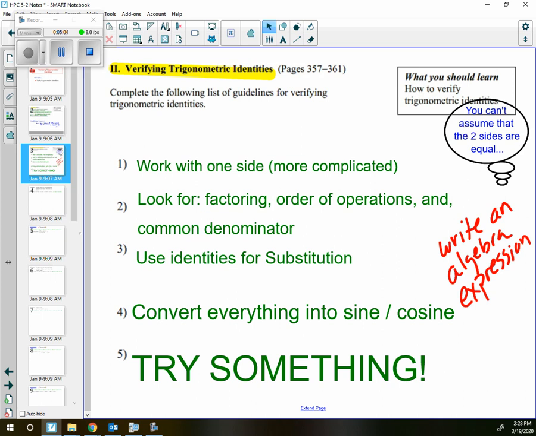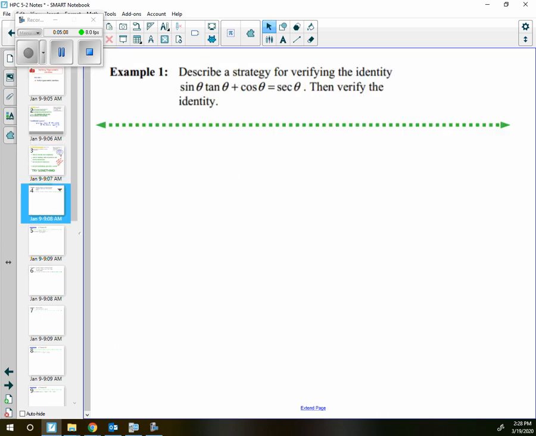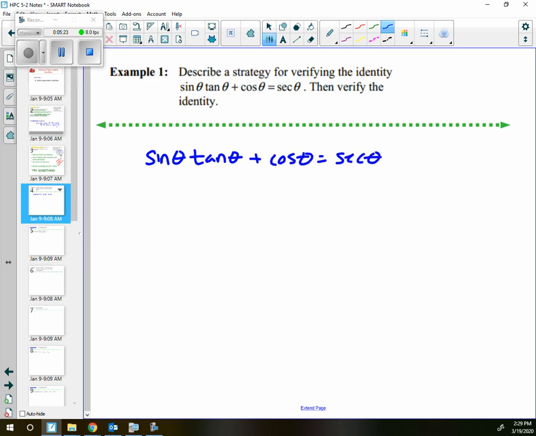So we have things that we can do that we can try to make it better. All right, so we are going to try something here. We're going to go through a few examples here for day one and just see if we can start using some of those to verify this identity. So we have sine of theta, tangent of theta, plus cosine of theta equals secant of theta. So here's our first one we're going to take a look at.